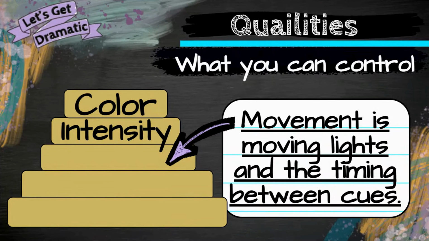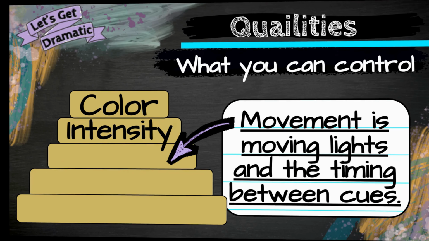Movement is moving lights and the timing between cues. Sometimes we think of movement as just lights that are moving, like a spotlight or things of that nature, but the movement between cues, the timing, if it's a fast cue or a slow cue, does matter when we're talking about movement with lights.